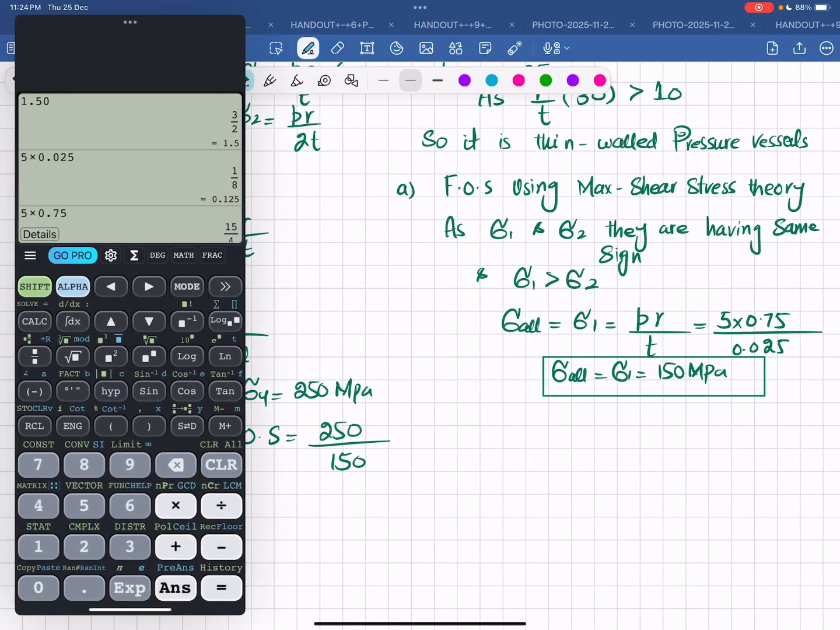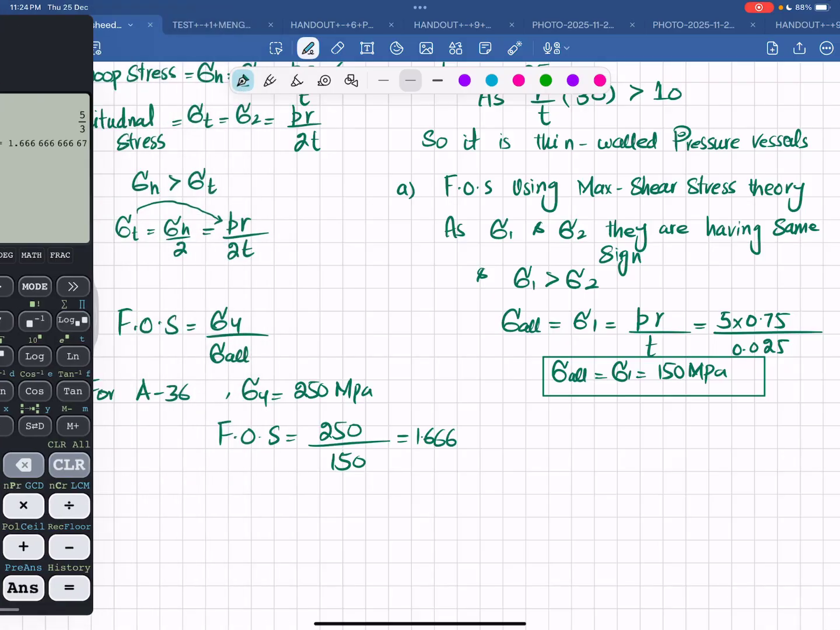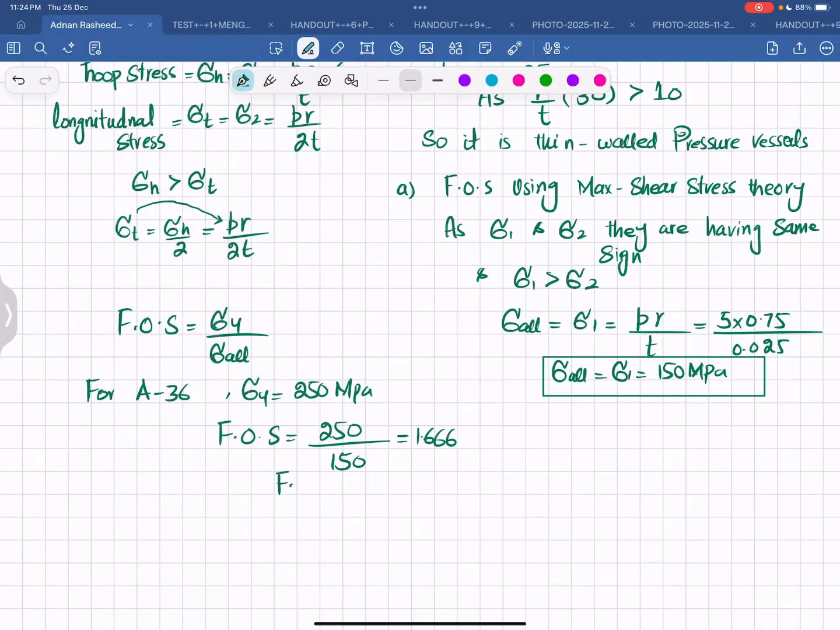So 250 divided by 150 will give you 1.666, or you can say that the factor of safety is equal to 1.67 using maximum shear stress theory, or MSS theory.